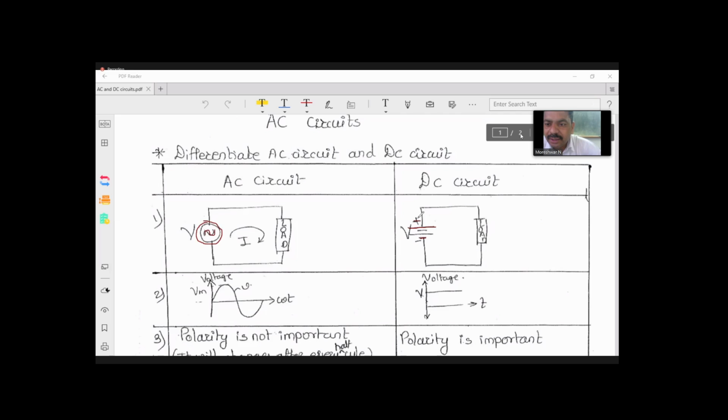In both cases, you can show the load in a rectangular box, and instead of that you may show a resistance or inductor or capacitor. It may be anything. Load may be anything. So you can show the load the same in both cases. Then another difference.